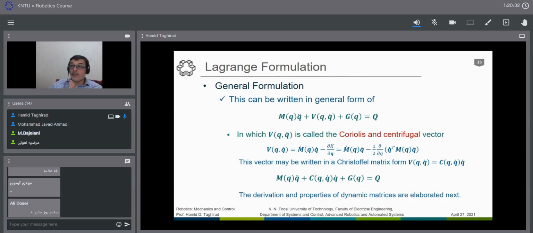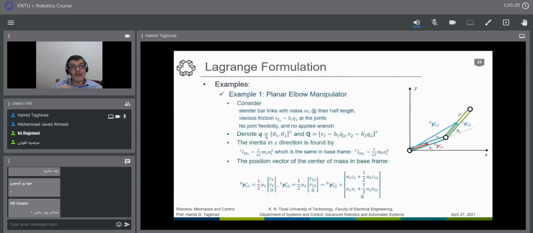Let me give the example to find everything one by one. We go with two simple examples and one in a bit more detail. The first example, of course, is the planar elbow, the 2R manipulator, quite simple. And we consider slender bars. You remember, a slender bar has 1/12 m L squared as the moment of inertia. We consider two slender bars here, and I would like to mostly focus on how you find the PCIs and the JVIs in here.